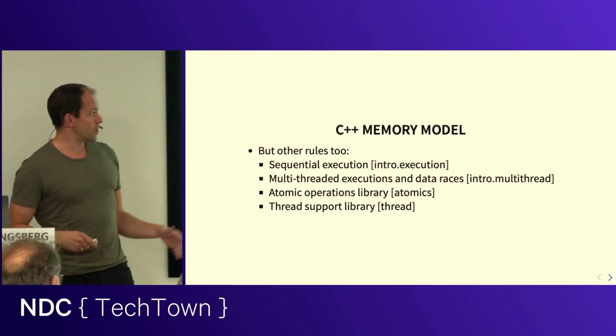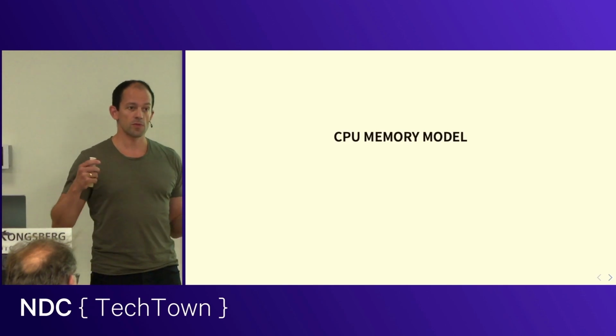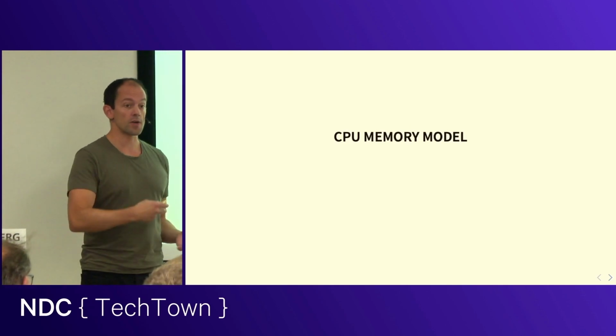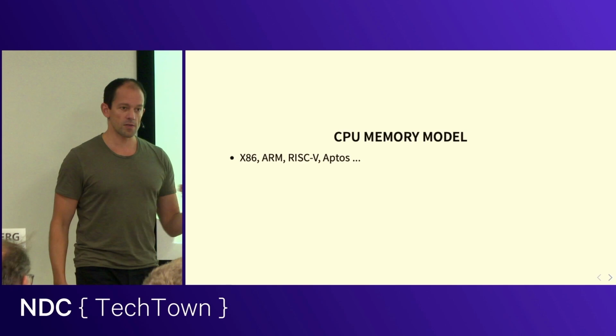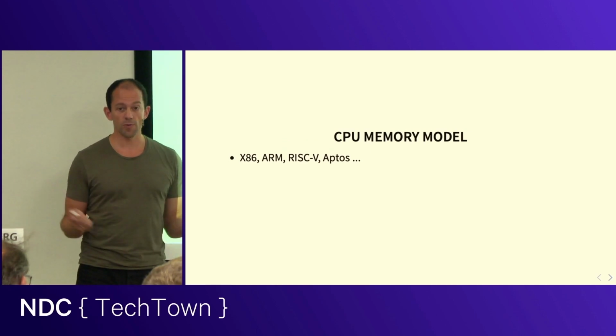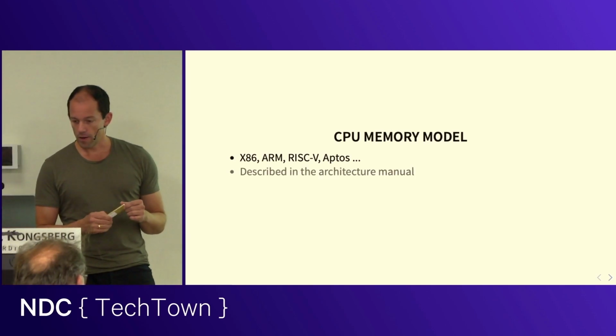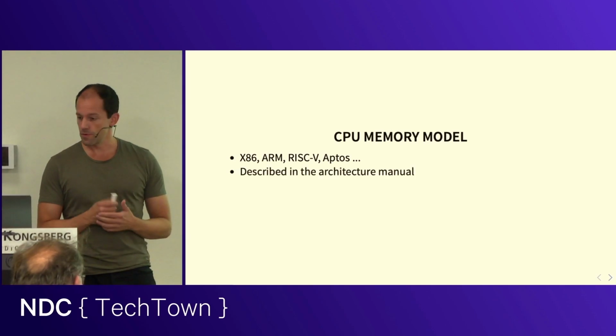And then, yeah, how can the compiler promise all of this stuff to me? It uses the memory model of the architecture it's compiling for. So x86 has one, ARM has one, RISC-V has one, Aptos, that's our CPU, we have one. So everyone has a memory model for the CPU. And you'll find that described in the architecture manual, if you're lucky.